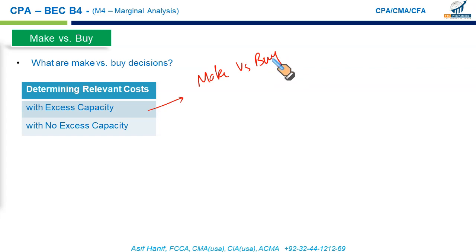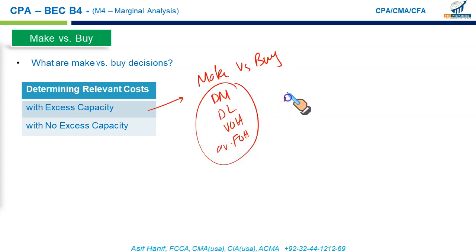Here you will consider the avoidable costs. The cost you will avoid is the direct material. You no longer need to purchase direct material, direct labor, variable overheads, avoidable fixed overheads. Remember, not all fixed overheads, avoidable fixed overheads. You will compare these with the cost of buying.